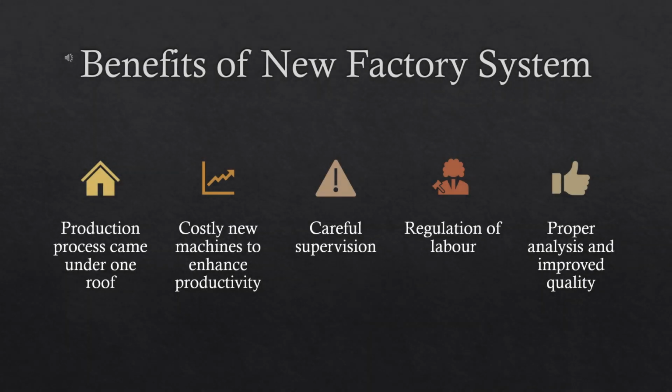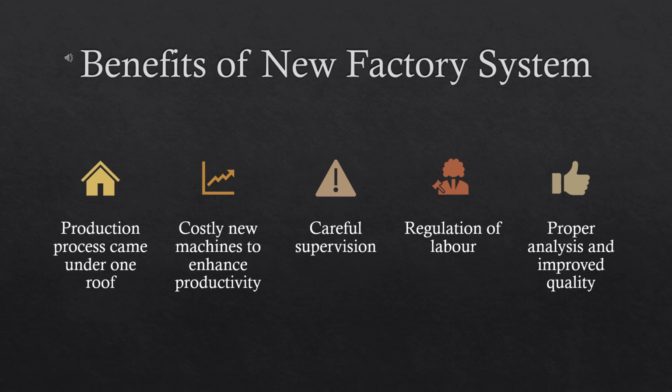Now let's talk about the benefits of the new factory system. What changes happened in the new factory system? After the emergence of the new factories, as we already discussed in the previous slide, the whole production process, which was scattered in the domestic units in the proto industrialization phase, came under one roof. All the workers now had to come to the factories to work.